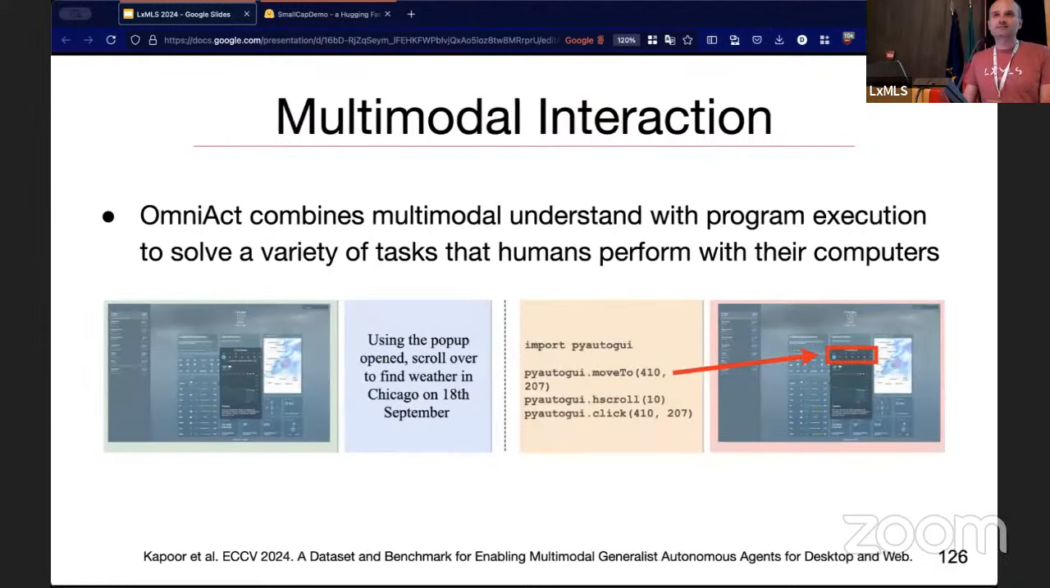More recently, ECCV 24 this year, there's a new data set for learning interactions on either desktops or in web browsers. This is called OmniAct, where the model needs to do really complex multimodal understanding and program execution to assist people in performing regular kind of daily tasks with their computers, like find the weather in Chicago on the 18th of September. And the evaluation of this is that the model will write the expected program and localize this region in an image. I think that this is a nice example of a kind of future-looking multimodal task.